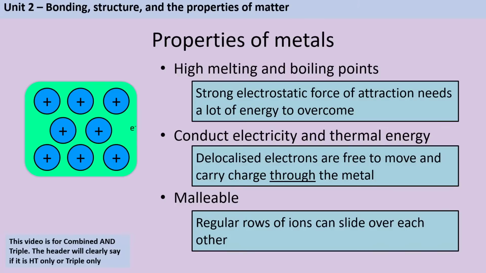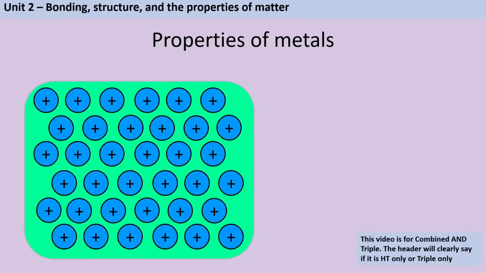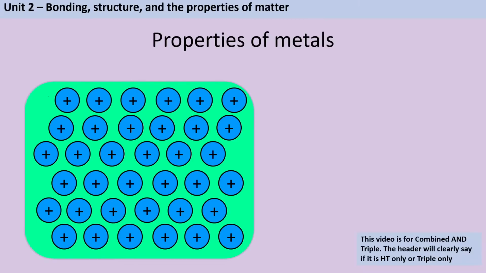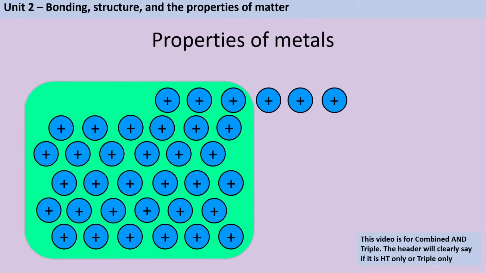So next up, we're going to say that they are malleable. So this means that those regular rows of ions can slide over each other. So here is my regular rows of positive ions. And if this is a pure metal and I hit it with a hammer, then that top row of ions there can just slide straight across.